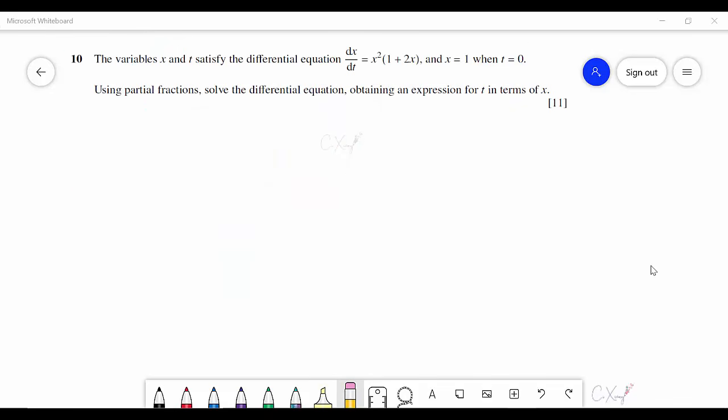Okay, so we come to the last question, question number 10. They give you a differential equation, dx over dt equals something like this, and then they give you the initial value. By using partial fractions, so again they already hint that you have to use partial fractions to solve the differential equation, obtaining the expression for t in terms of x.